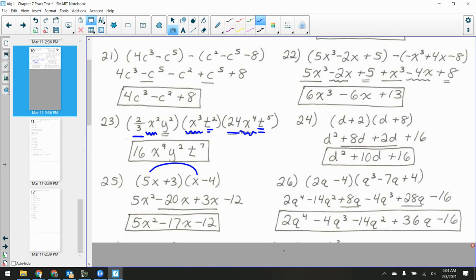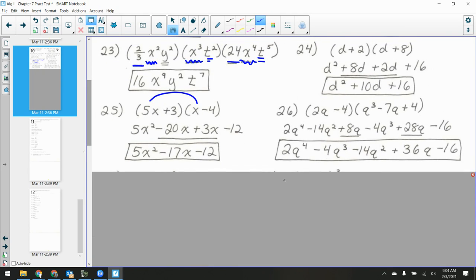I'm not going to make anybody read off their answer because I believe 26 and 28 are like the hardest problems on here. So you're going to take 2q and multiply it in. 2q times q to the third gets us 2q to the fourth. 2q times negative 7q is negative 14q squared. 2q times 4 is 8q. That's where we get these three pieces.